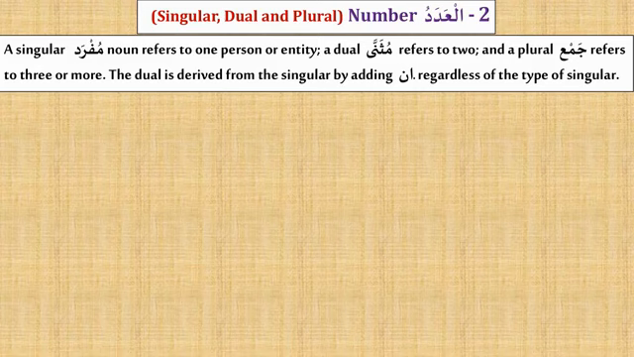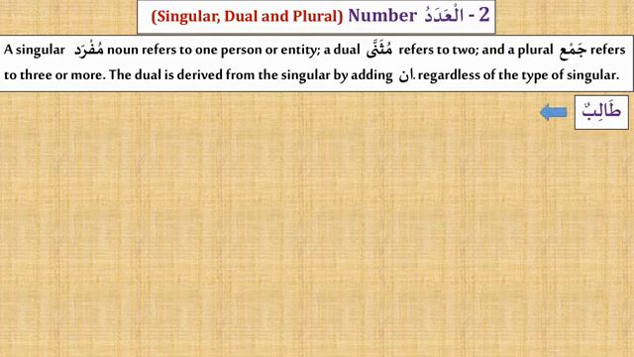The dual is derived from the singular by adding alif and noon regardless of the type of singular. Alif and noon by adding after singular word. Example, talibun, a student, one student. By adding alif and noon, it becomes talibani, two students. Talibun is singular and talibani dual.